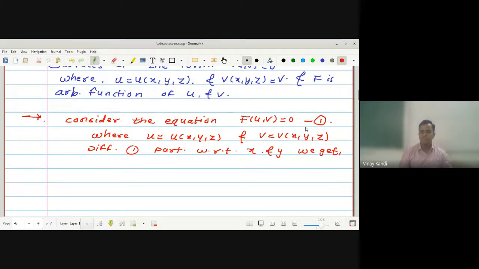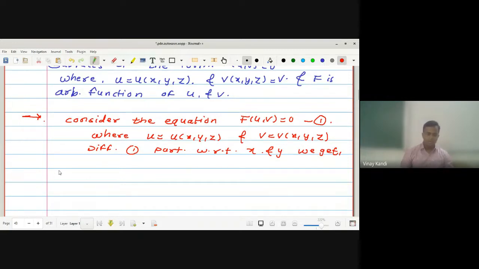Equation number one. f is a function of u and v, and u is a function of x, y, z, and also z is a function of x, y. So here z is dependent on x, y. Pay attention. So here we are going to use the chain rule.